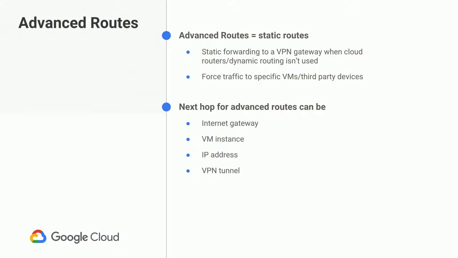You would basically say, for my default route within this VPC, I want the next hop to be the IP address of the third-party firewall that I'm using. That's a very common use case, and I'll take you through some examples of how that's actually used in practice. When you're configuring an advanced route, there are a couple of next hops that you can specify. One, an internet gateway. Two, a VM instance. Three, an IP address. Or four, a VPN tunnel. Okay. I'll show you how to configure an advanced route when I do a demo.